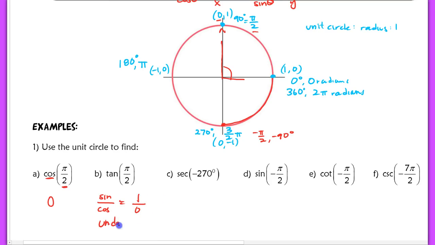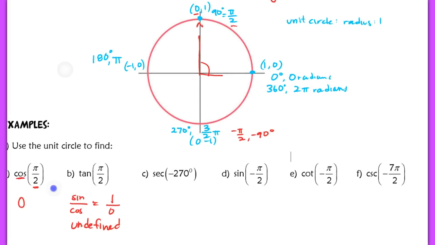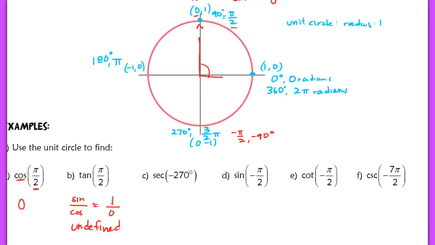This is undefined. So in this case, the tangent of pi over 2 is undefined. Okay, next up we have C here, the secant of negative 270 degrees. Now, our input here is in degrees. That's okay. It doesn't change how we solve this problem. But we do have a negative value here. So that means that our angle is actually going to go in a clockwise direction.